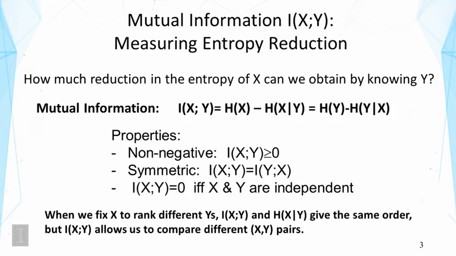Now, when we fix x to rank different y's, using conditional entropy would give the same order as ranking based on mutual information. Because in the function here, H of x is fixed because x is fixed. So ranking based on mutual information is exactly the same as ranking based on the conditional entropy of x given y. But mutual information allows us to compare different pairs of x and y. So that's why mutual information is more general and in general more useful.